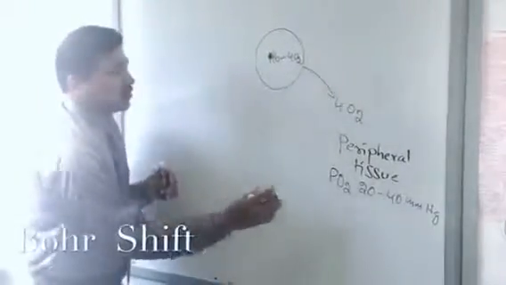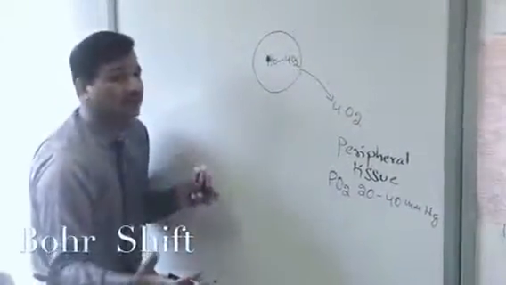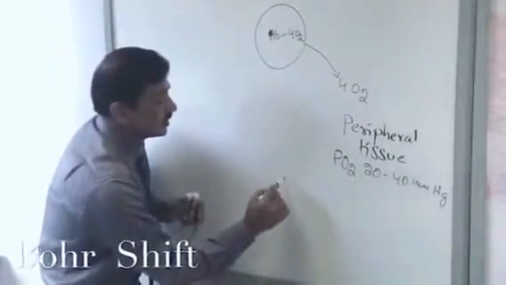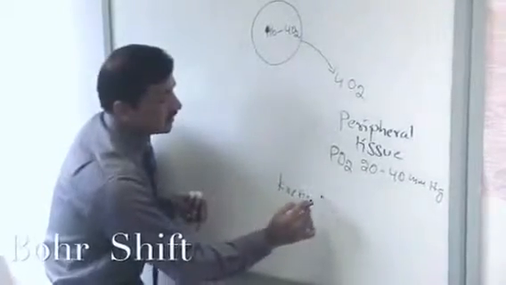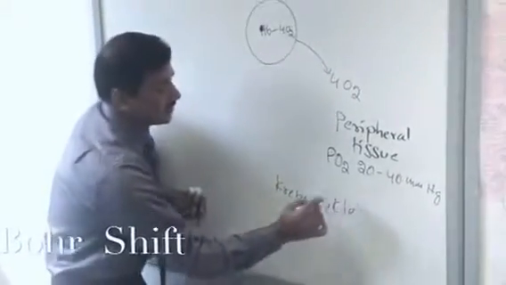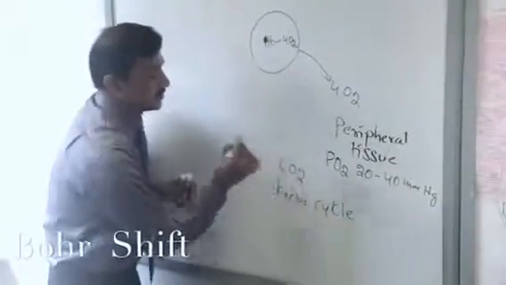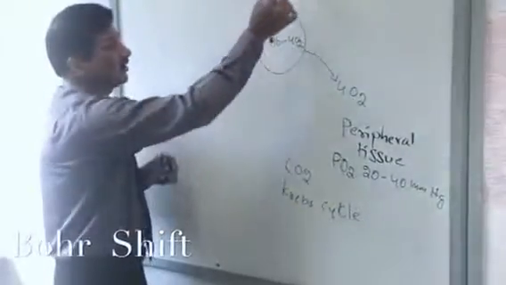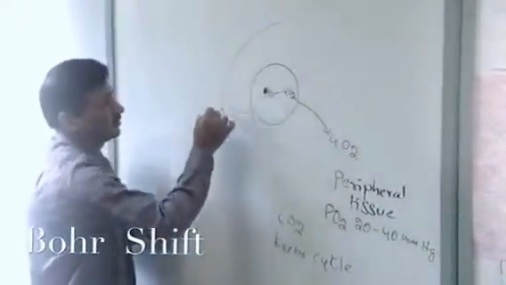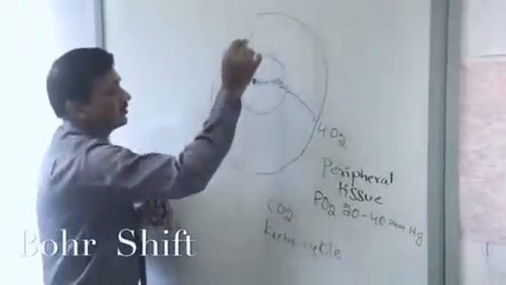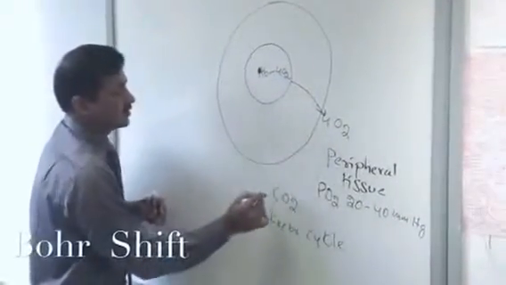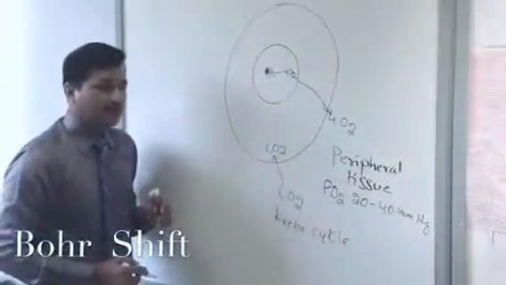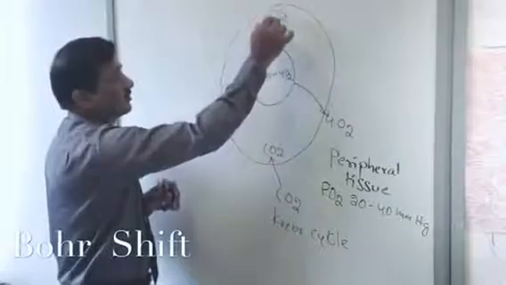So what is that? In the peripheral tissue, as you know, peripheral tissues are active tissues, so they will conduct the TCA cycle, that is the Krebs cycle. One of the byproducts of the Krebs cycle is carbon dioxide. This carbon dioxide is going to diffuse into the red blood cell. Let me write red blood cell here, a little bit bigger. Carbon dioxide gets into the red blood cell, the RBC.